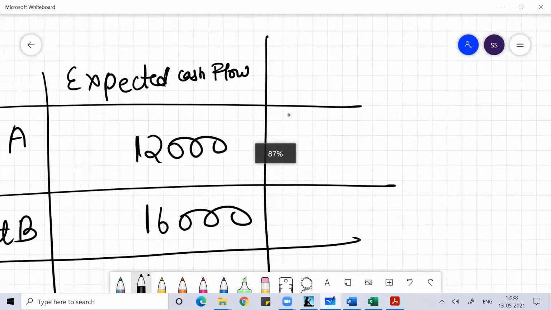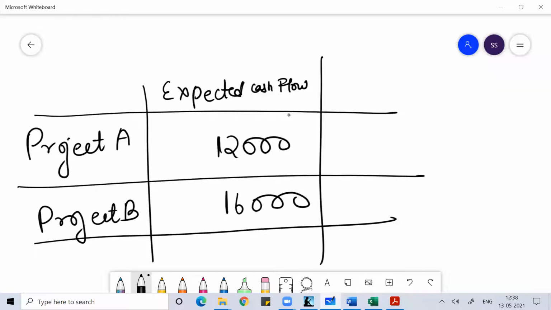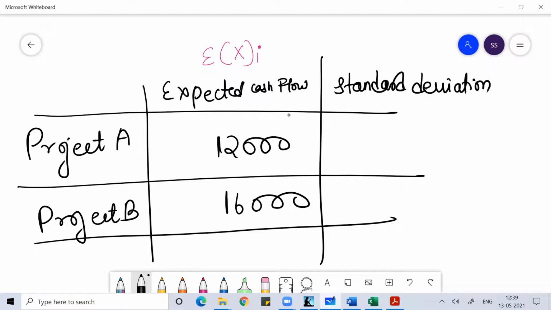But you cannot simply rely on the expected value. You need to understand how much risk you are taking to get that expected value. Here I'm using a symbol, E(X), for expected cash flow. Then I calculated the risk, and we calculate the risk by finding the standard deviation.